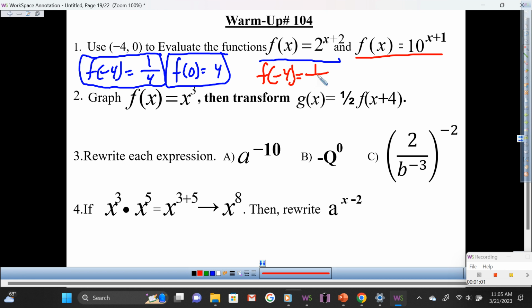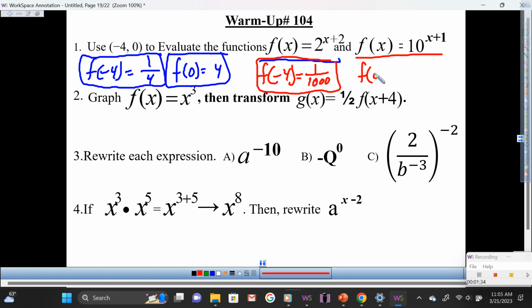Close. Help them out. 1 over what? 10 to the 3rd power, which is 1,000. That is correct. 1/1000.